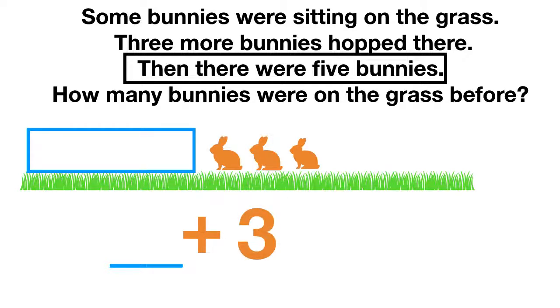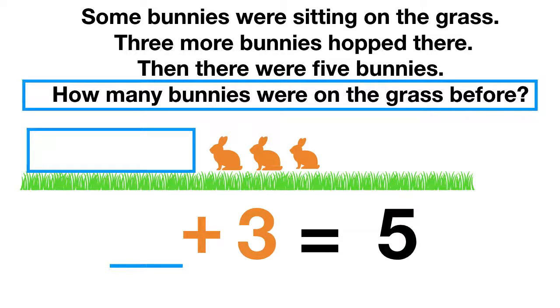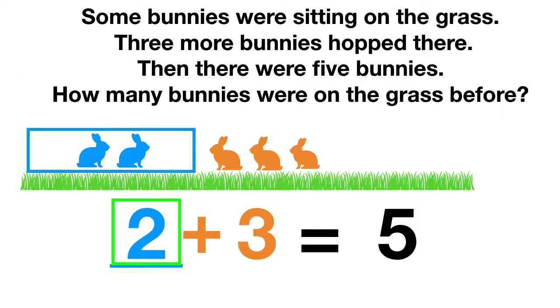Then the problem says, then there were 5 bunnies. So we know after this, our entire number sentence equals 5. There are 5 bunnies total. We want to know how many bunnies were on the grass before. Well, to solve this, we can count. We can count that we added 1, 2, 3. So if we keep counting from 3, we have to get to 5. 4, 5. Now we can count that we had to start with 1, 2 bunnies, because if we start with 2 and then 3 more hop over, we'll have our total of 5. There were 2 bunnies on the grass before.